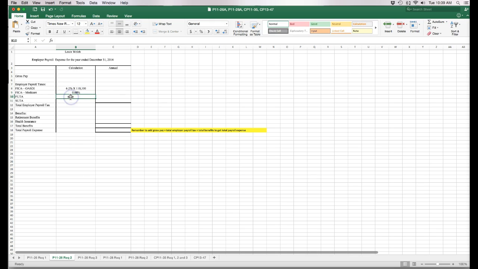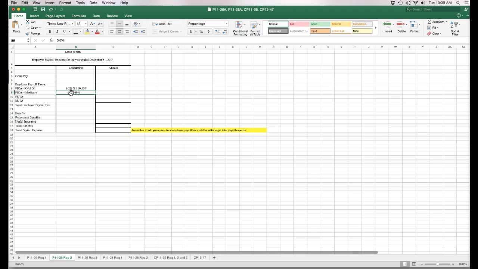Now here, the federal unemployment tax: every employer has to pay into the unemployment fund, and that is on a max of $7,000. So regardless of how much the person makes, it's only going to be paid out on $7,000. And that rate is, I'm sorry, I need to go back here.